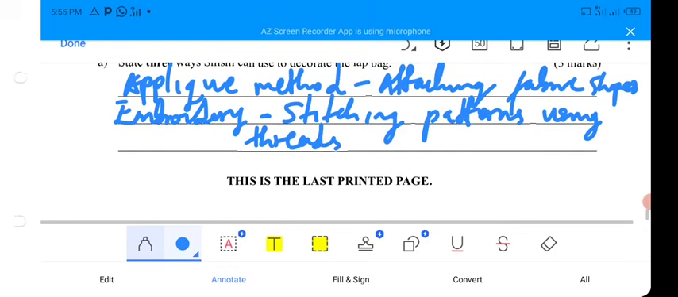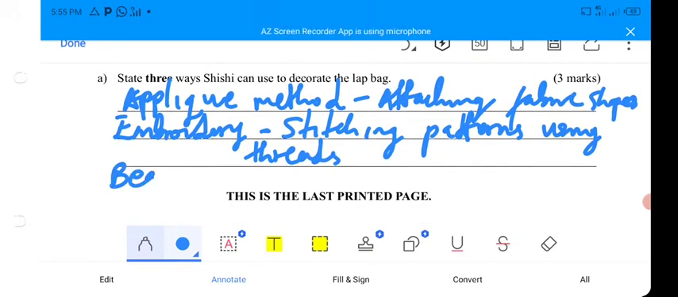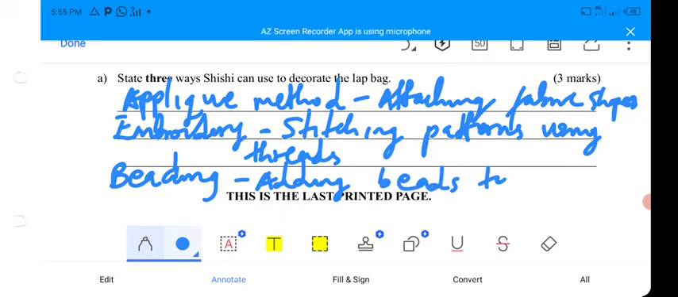And last but not least, she can use beading, which is essentially adding beads to create designs.